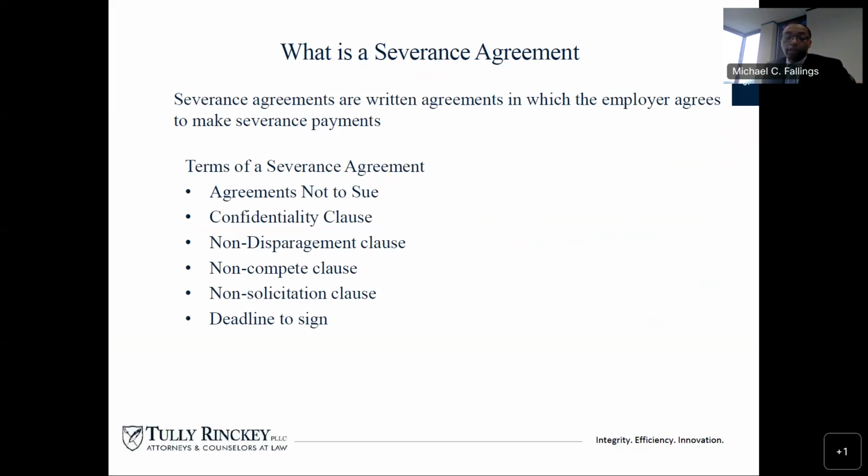Next, the non-disparagement clause. This means that the employer is requesting that the employee agree not to disparage or negatively comment on the employer's business in the public sphere. The employer is requesting that the employee agree to this term in exchange for severance. Non-compete and non-solicitation clauses, which we'll talk more about.